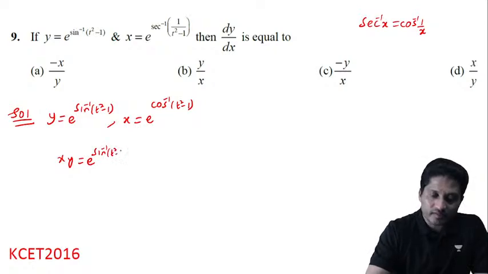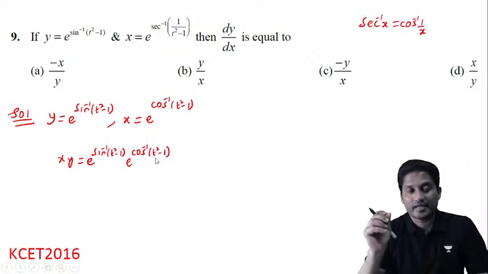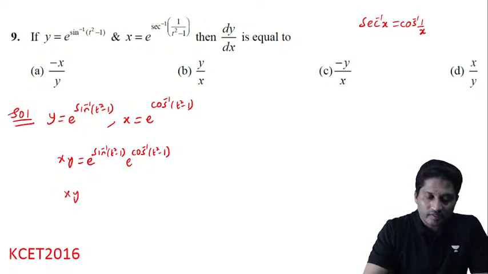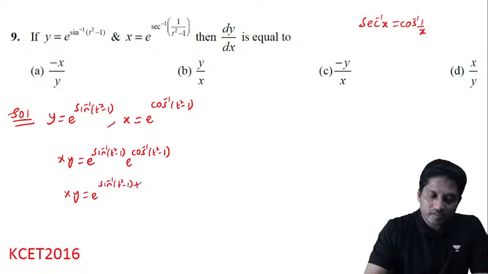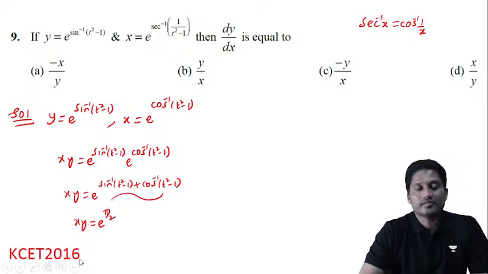times e to the power of cos inverse of t square minus 1. Right, powers are added. x into y is equal to e to the power of sine inverse of t square minus 1 plus cos inverse of t square minus 1. Sine inverse plus cos inverse is pi by 2. So x into y is equal to e power pi by 2, of the form sine inverse of x plus cos inverse of x, which is pi by 2.